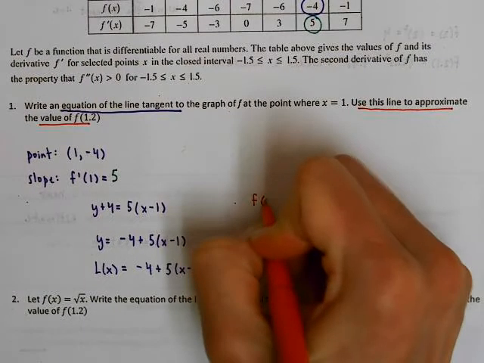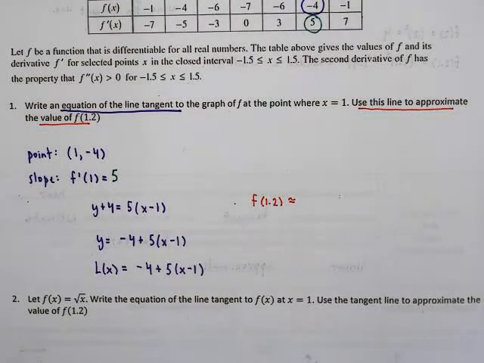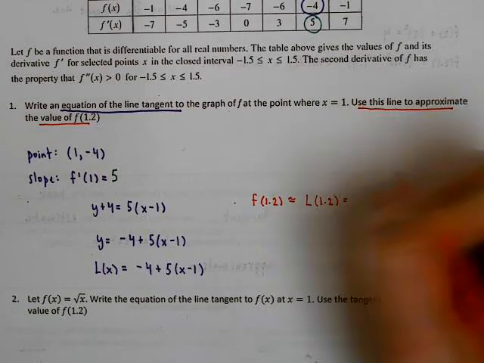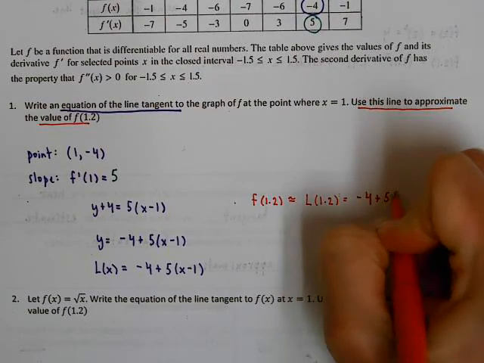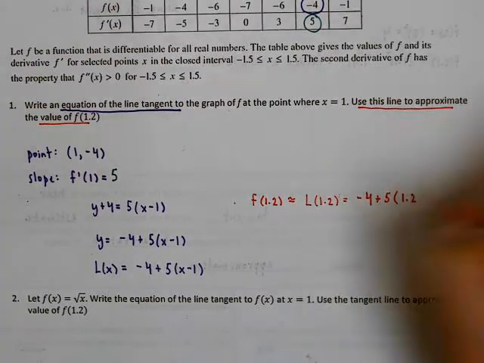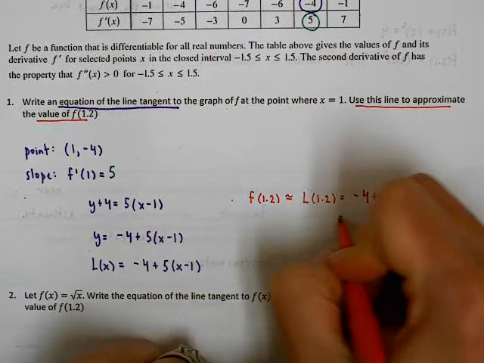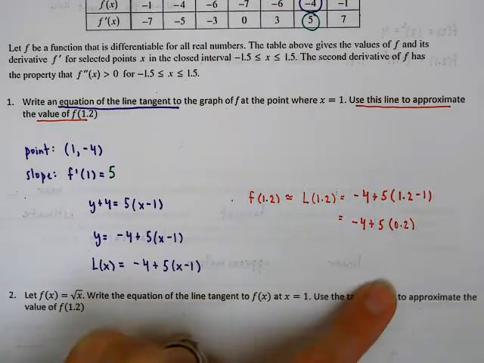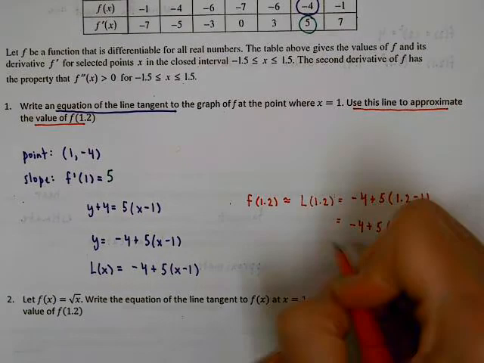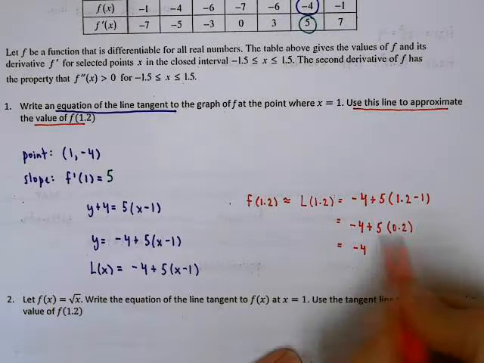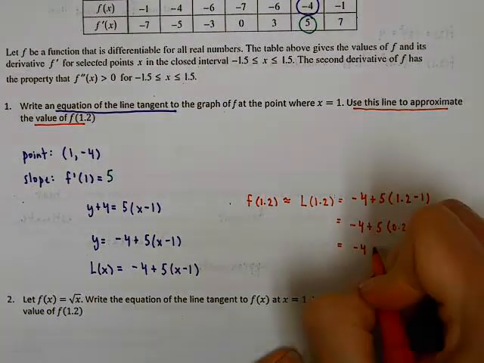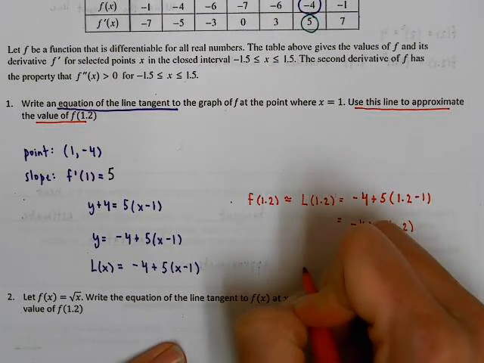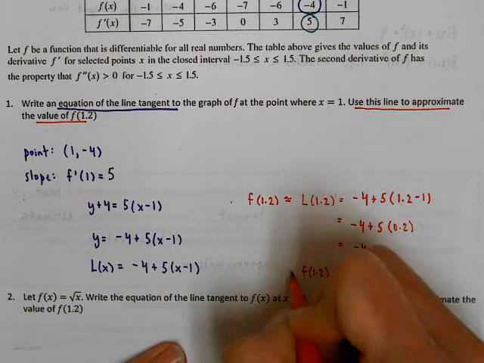So I know f of 1.2 is approximately equal to L of 1.2, which is equal to negative 4 plus 5 times 1.2 minus 1. So if we simplify, we have negative 4 plus 5 times, that's going to be 0.2. Now, hopefully most of us would recognize we have negative 4 and 5 times 0.2 is just going to give us 1. So our function value is approximately negative 3.